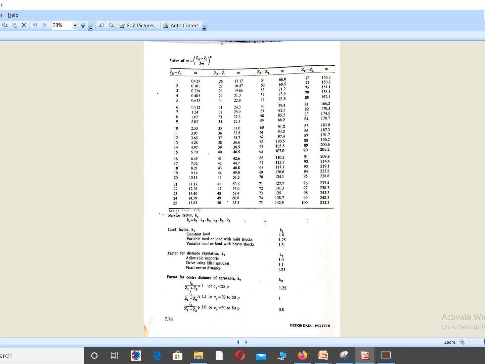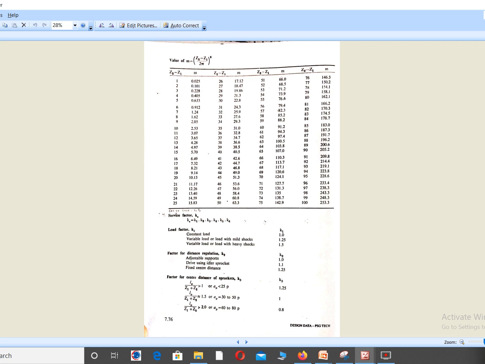If the condition is given, you should follow the condition. For example, for selecting K3, there are 3 conditions, but here we have used this equation for finding the pitch, that is A equal to 30 to 50 pitch. So in this case, it is mandatory to select this value as 1. There is no other option, you need to select this one. For other cases, since nothing is given in the question, you can select the value of your choice. The only thing is that you need to mention the condition.